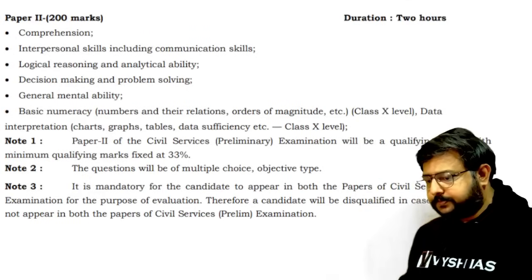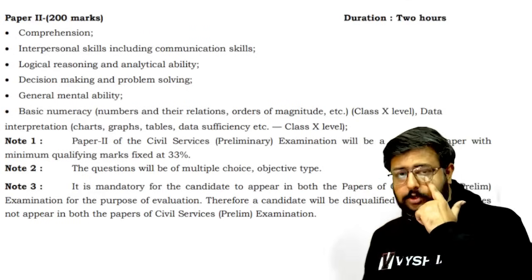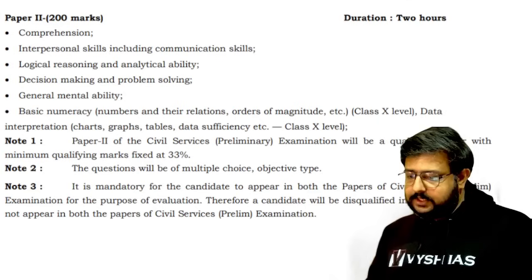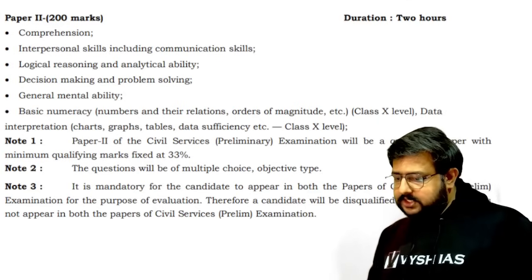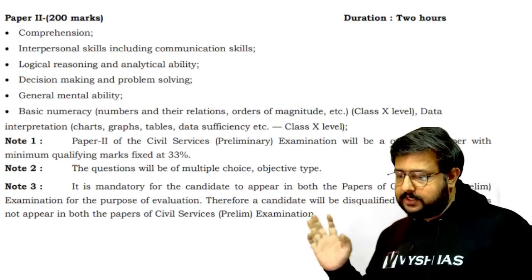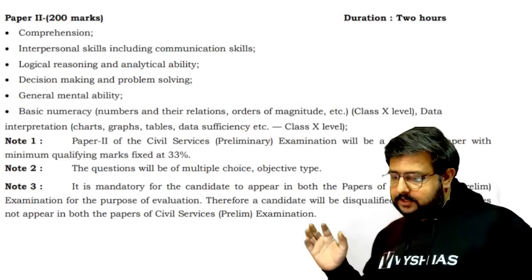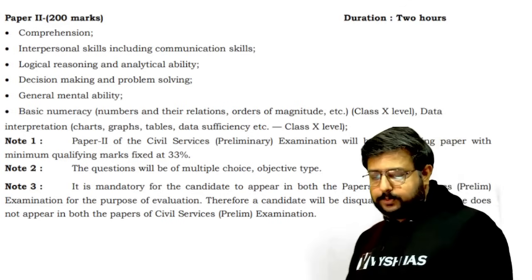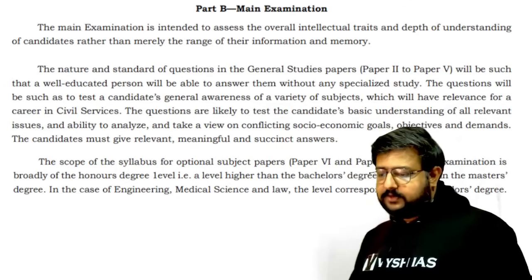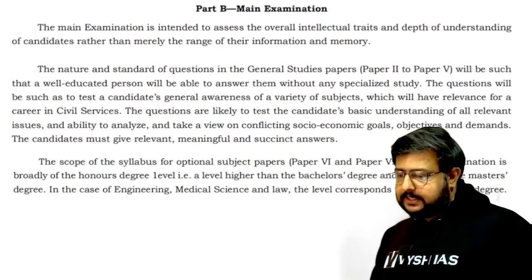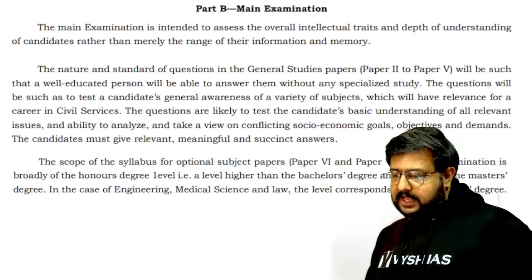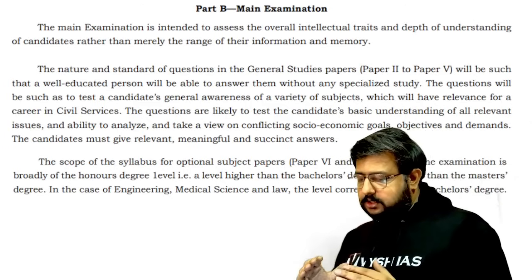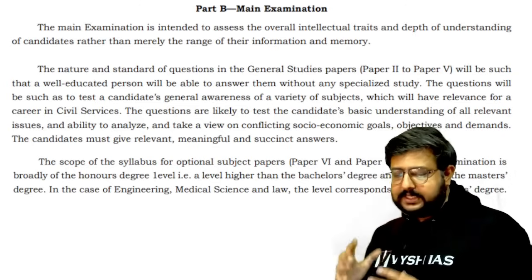Okay, and then paper 2 CSAT: comprehension, passages, interpersonal skills, logical reasoning, decision making, general mental ability, basic numeracy, all these things are there. And paper 2, you know, is a 33% qualifying paper, and questions will be multiple choice, and it's mandatory for the candidate to appear for both the papers. Okay, and in mains you will have the general studies paper which I told. In that, essay also will be there. In that you need a little bit of 10th standard level knowledge, or if it's optional, up to degree level knowledge. That is what they expect from you.